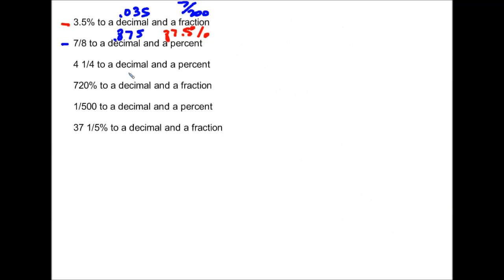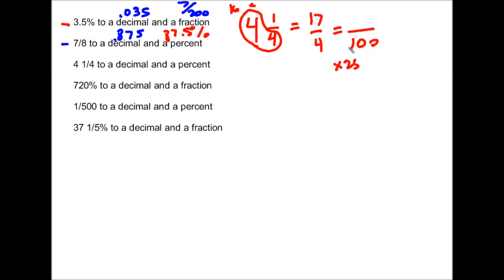We have 4 1/4. We have to change that to a decimal and to a percent. Well, there's a number of ways we can go about doing this. Let me first change it to a decimal. So I have 4 1/4. I can change this to an improper fraction. First, 4 times 4 is 16, plus 1 is 17, so that's 17 over 4. And then I can make that equal to something over 100. 4 times 25 is 100.